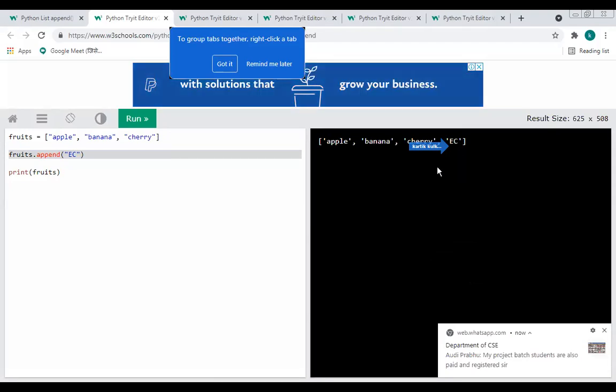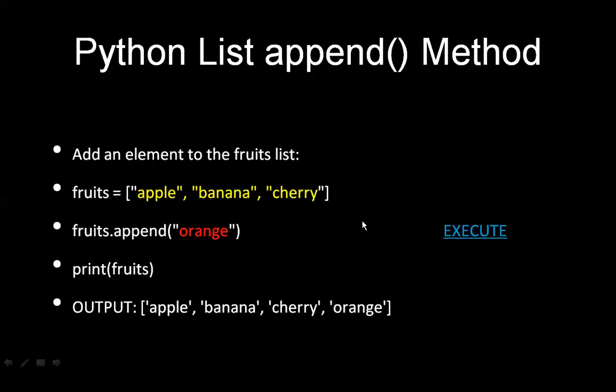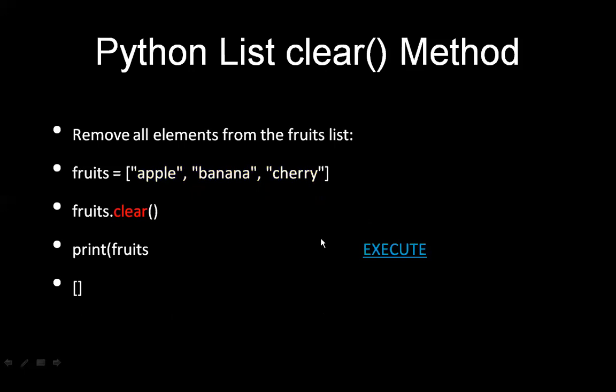It means that whatever value you specify will be included at the end of the list. So now you have clearly understood the practical implementation of the append method. Now let us move towards the next important method, that is the clear method.